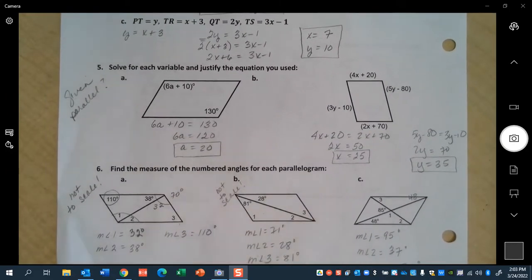This question bothered me because we needed to have been given that it's a parallelogram in order for us to do this math. It says solve for each variable and justify the equation you knew. And if somebody tells me it's a parallelogram, then I can set these equal to each other and solve. But without that conversation, I got no math. I can set these two sides equal to each other and get each value. But until somebody says, hey, by the way, Tracy, that's a parallelogram, I don't have any math to do. Are you with me on that? So that bothered me about that question.